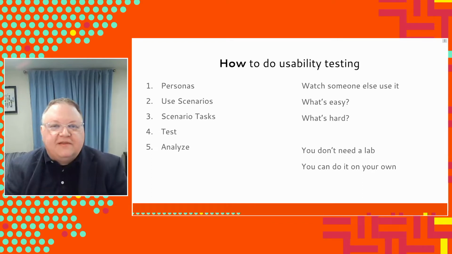But the key is really that you're going to watch somebody else use your system. And it's not even just one person. We'll actually talk about that. It's more than just one person, but how many people do you need? Spoiler alert, you only need 5 to do testing for usability. So you don't need a lab. You can do it on your own. And I'm going to tell you how to do it.